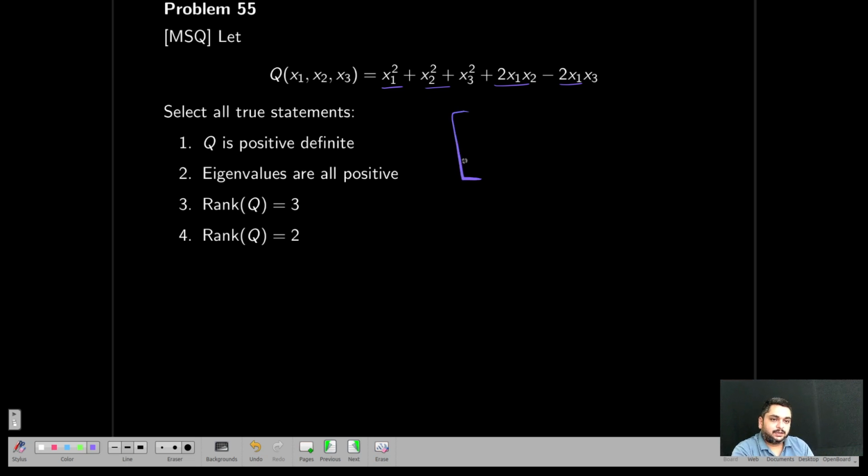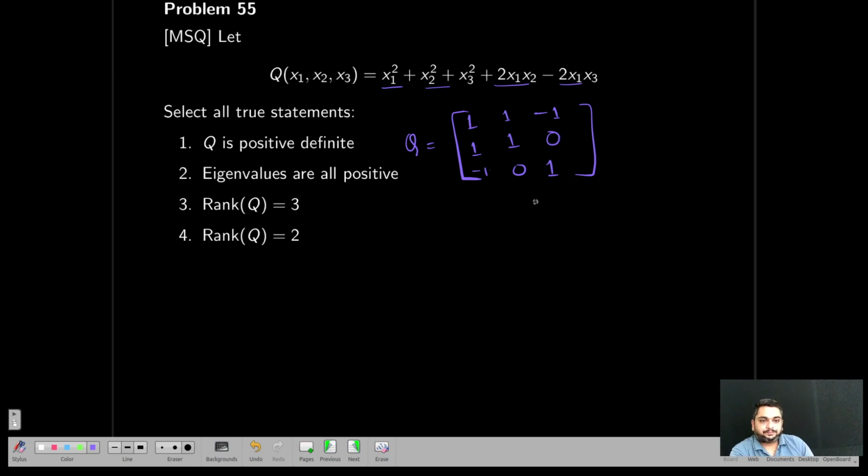So write down the Q matrix. The quadratic form matrix, I can write it as a 3 cross 3 matrix. 1 1 is there, 2 2 is there, 3 3 is there, 1 2 is 1, 2 1 will be 1, this is 1 3, and 3 1 is minus 1, the rest are 0. So it's a symmetric matrix.